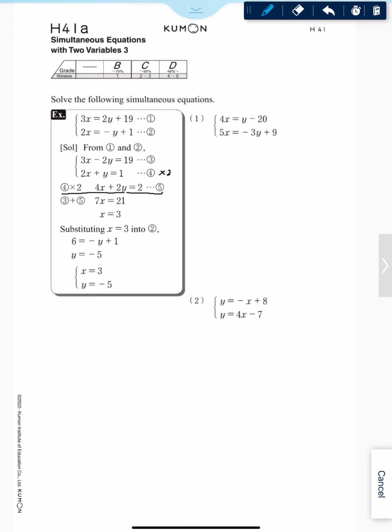Basically this step: if I have plus 2y, then I can actually add it with equation number 3. When I add it with equation number 3, the 2y would disappear. So then I would just have 3x plus 4x, and then equal to 19 plus 2, which is 21. So 7x is equal to 21, my x equal to 3. Now I substitute this back into either of these, and you will be able to get the y value. Pretty straightforward.